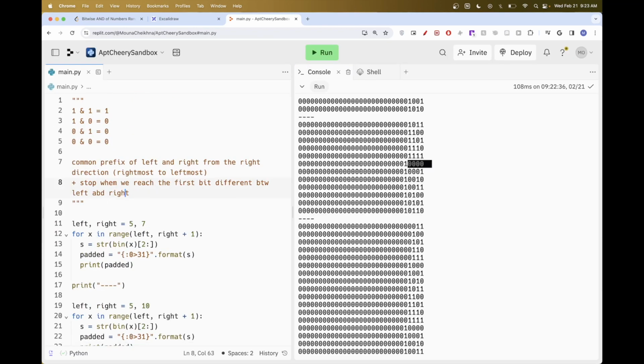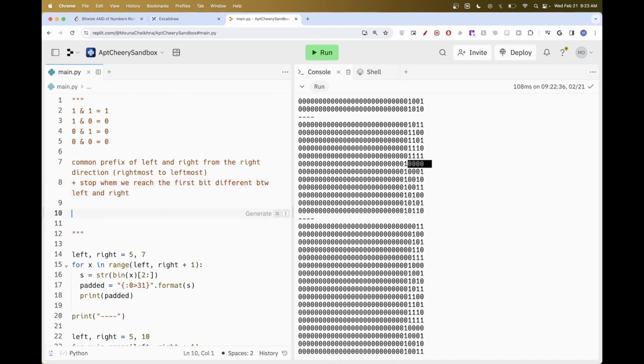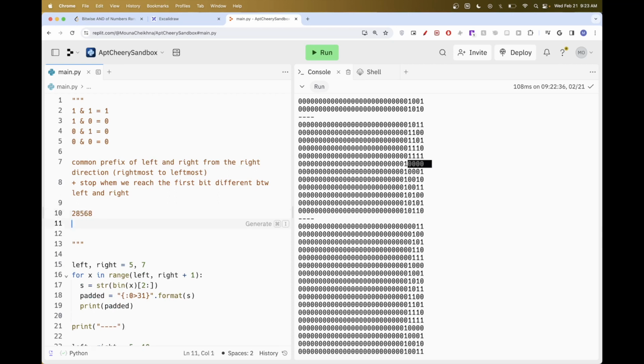This is just like in decimal. If you have 1 7 1 maybe 2 8 5 6 8 as your left number, and maybe as your right number you have 2 8 9 9, then all the numbers in between, you would have 2800, right? Okay, so all the numbers in between will have a prefix of 28.